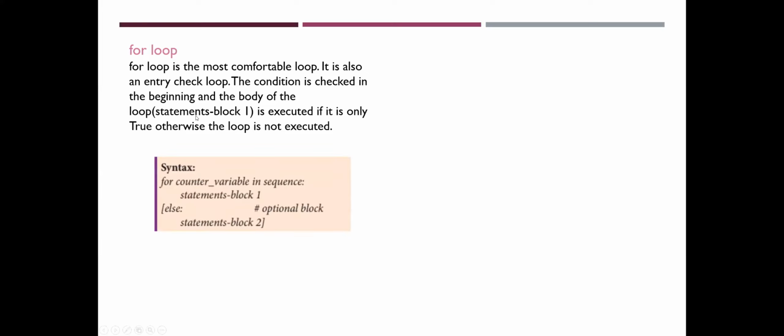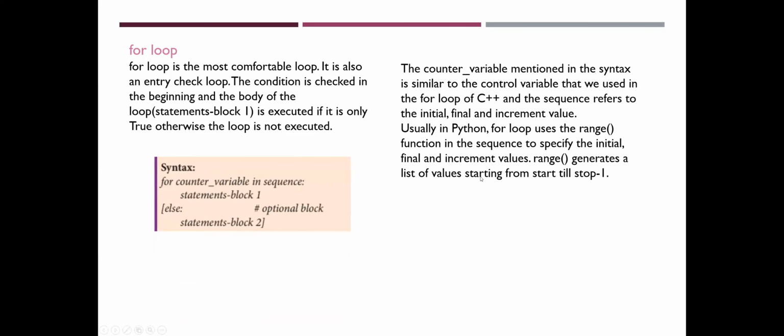This is the syntax for the for loop. For counter variable, this counter variable means we have some variables like I, X, A, B, like that. The counter variables go in sequence. The sequence generally denotes, in a for loop, a range function. Now, for counter variable in sequence, statement block 1 will be executed. Here also the else part is an optional block.